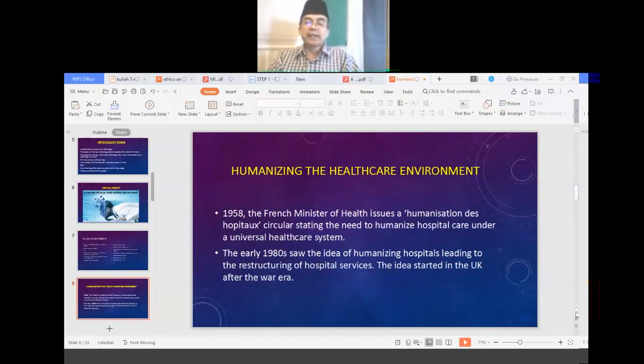For example, in 1958-59, the French Minister of Health issued a humanisation de l'hôpital, meaning a circular stating the need to humanize hospital care under the universal healthcare system. Because the French people, even in the 1950s, started to believe that one day they had to humanize the healthcare system. In the early 1980s, for example, we saw the idea of humanizing hospitals leading to the restructuring of hospital services. The idea started in the UK after the war era, and then here, even in Malaysia, in MAIPS, not many people were there to deal with those who were affected with COVID.